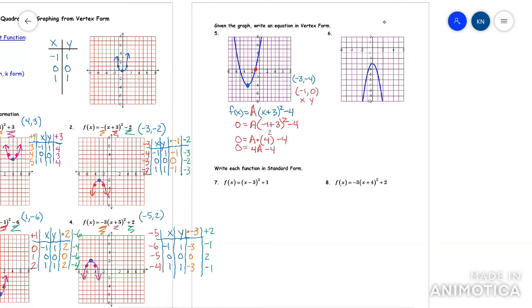Solve for A, so add 4 to both sides. You get 4 equals 4A. I'm running out of room, that's okay. Divide at the end. You get A equals 1. That's not your answer though. Your answer is the actual equation. So go back to this where it's written in blue and just change that letter A to whatever you just got. So in this case, 1. So it would look like this.